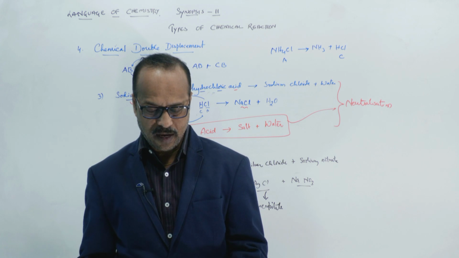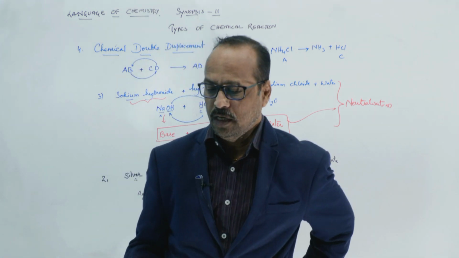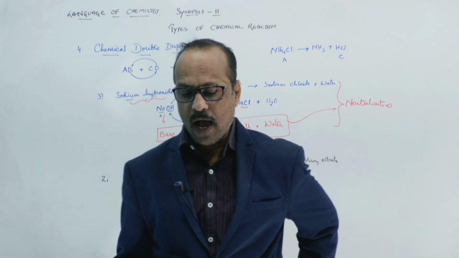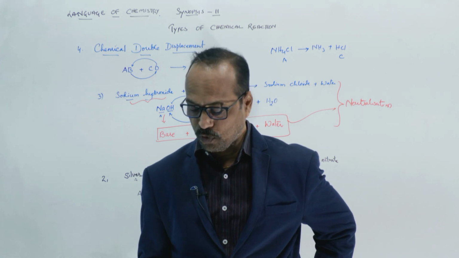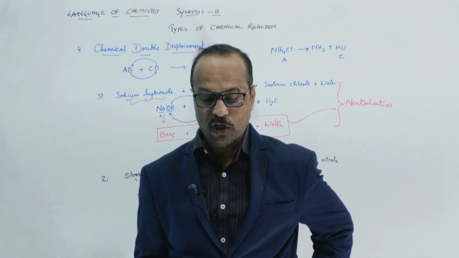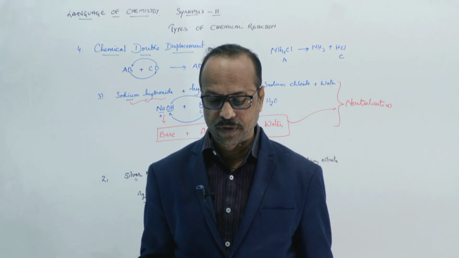14th question: iron plus hydrochloric acid gives ferrous chloride plus hydrogen. In this reaction, is hydrogen more reactive than iron? No, iron is more reactive than hydrogen. So the 14th is option 2. Whichever is more reactive, that only displaces the element. So the answer is 2.